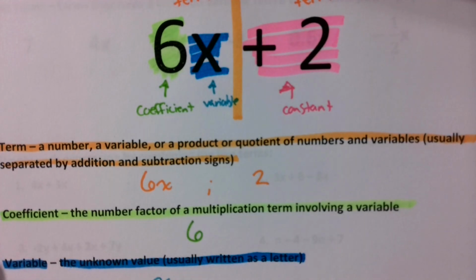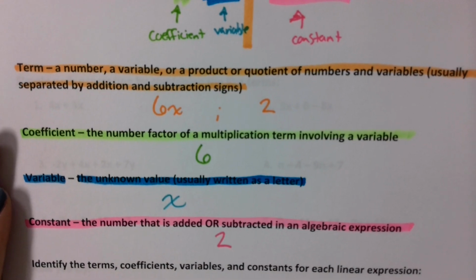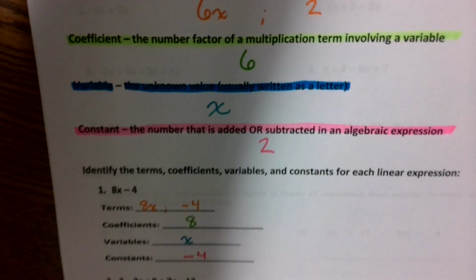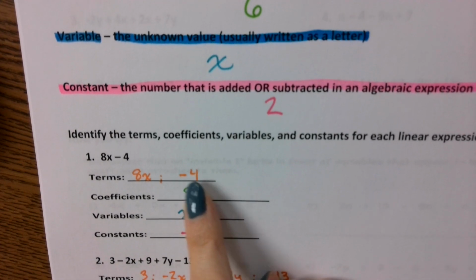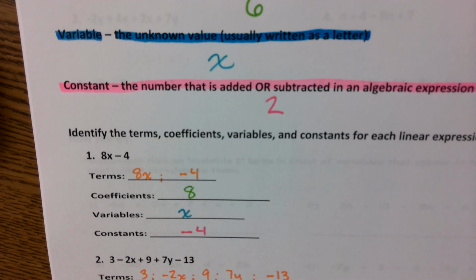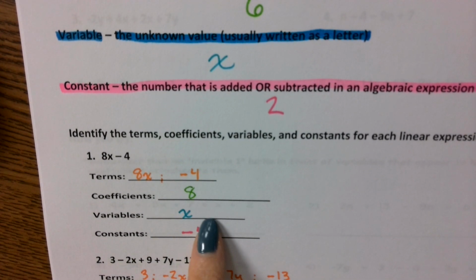Let's go over it real quickly. For 8x minus 4, our terms are 8x and a negative 4. Don't forget to include that negative sign. If you forgot the negative sign, then that would be marked wrong. The coefficient is 8. The variable is x. The constant is negative 4.